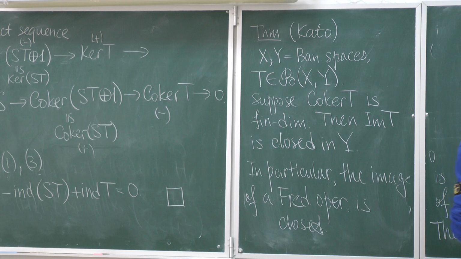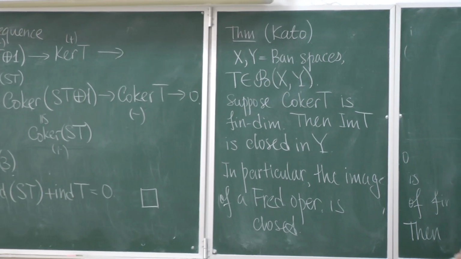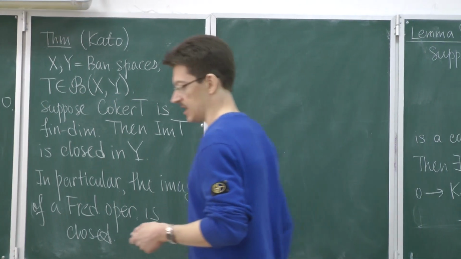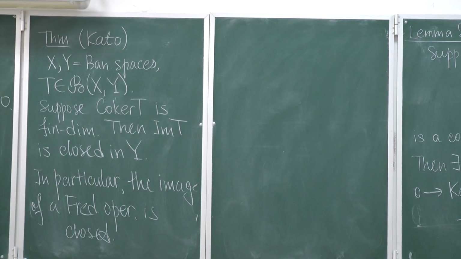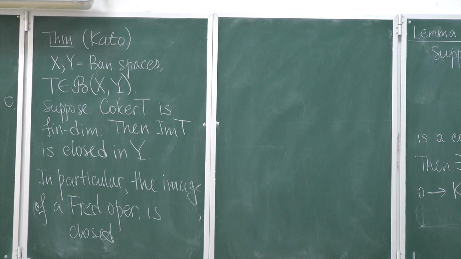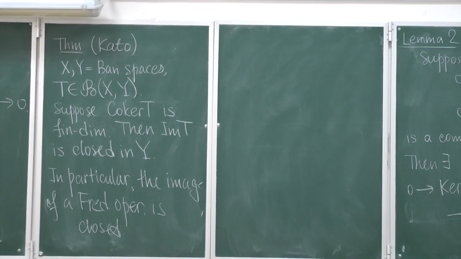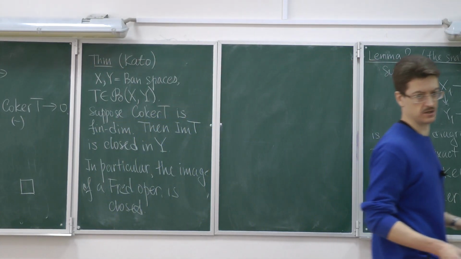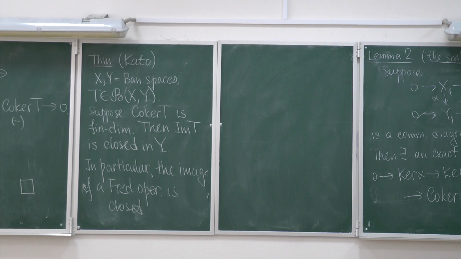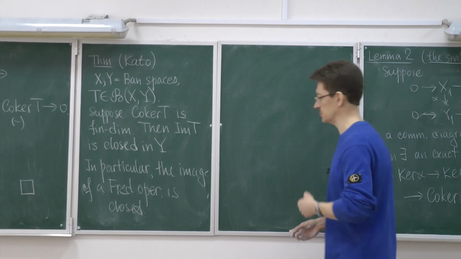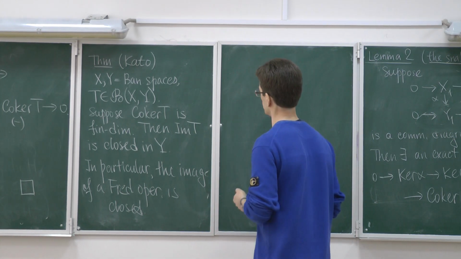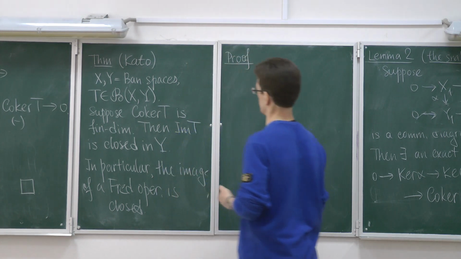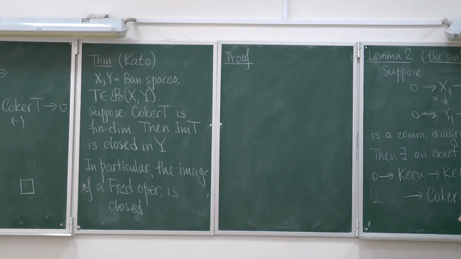This is very useful. Actually, long ago when Fredholm operators were just introduced, the closedness of the image was one of the axioms of a Fredholm operator. So the original definition was that a Fredholm operator is a bounded operator with a finite dimensional kernel, a finite dimensional cokernel, and a closed image. But actually, the image will be closed automatically because of this result. The proof is a simple and nice application of the open mapping theorem.